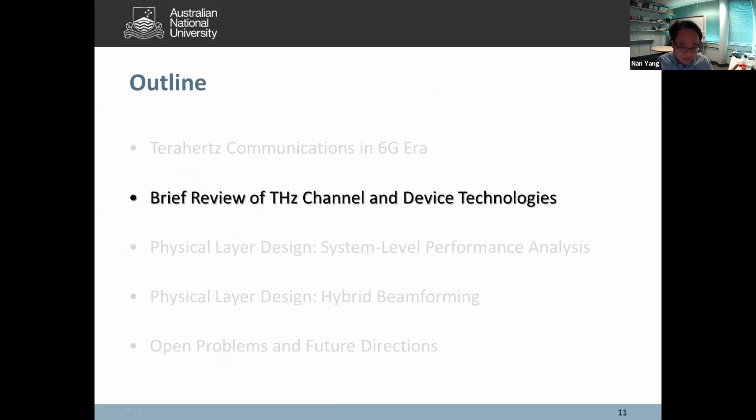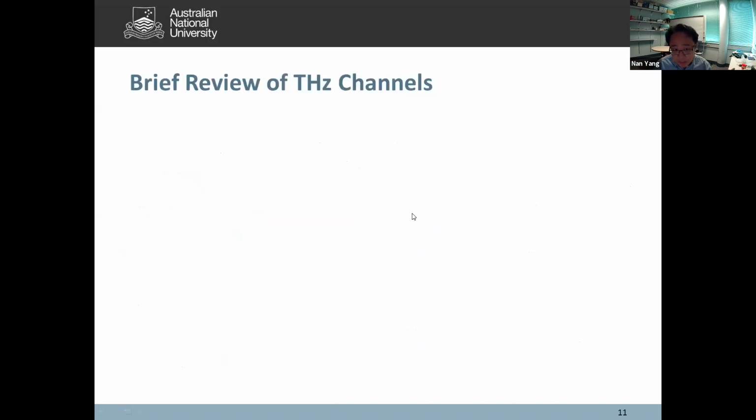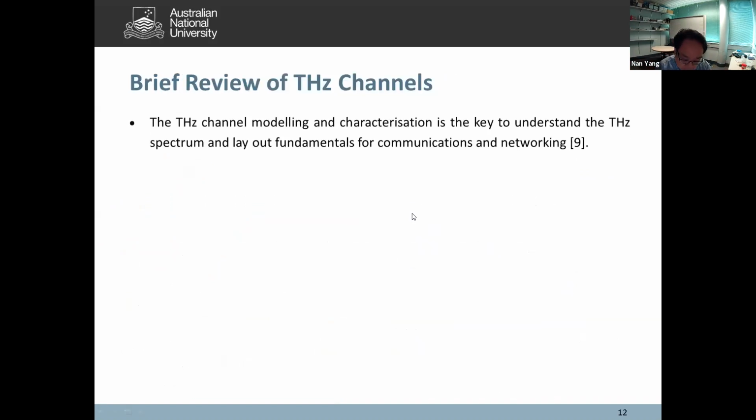From our perspective, we mainly focus on physical layer or even MAC layer or network layer design. But before that, it will be good for us to know the basic properties of terahertz channels and devices. So let's look at a brief review of terahertz channels. Terahertz channel modeling and characterization is quite important because it helps us understand the terahertz spectrum. At the same time, it lays out the fundamentals of our design of communication strategies and networking protocols.